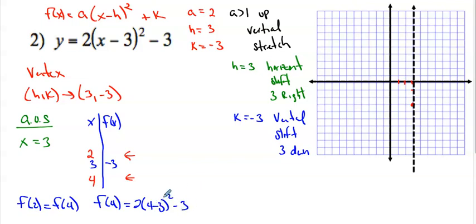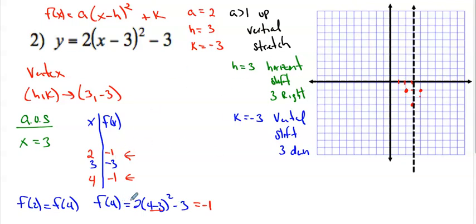Just plugging in 4 for x. I'm going to go inside the parentheses first. 4 minus 3 is 1. Squared, 1 squared is 1. 1 times 2 is 2. 2 minus 3 is negative 1. So f of 4 is negative 1. That means f of 2 is negative 1. So when x is 4, I get negative 1, and when x is 2, I also get negative 1.